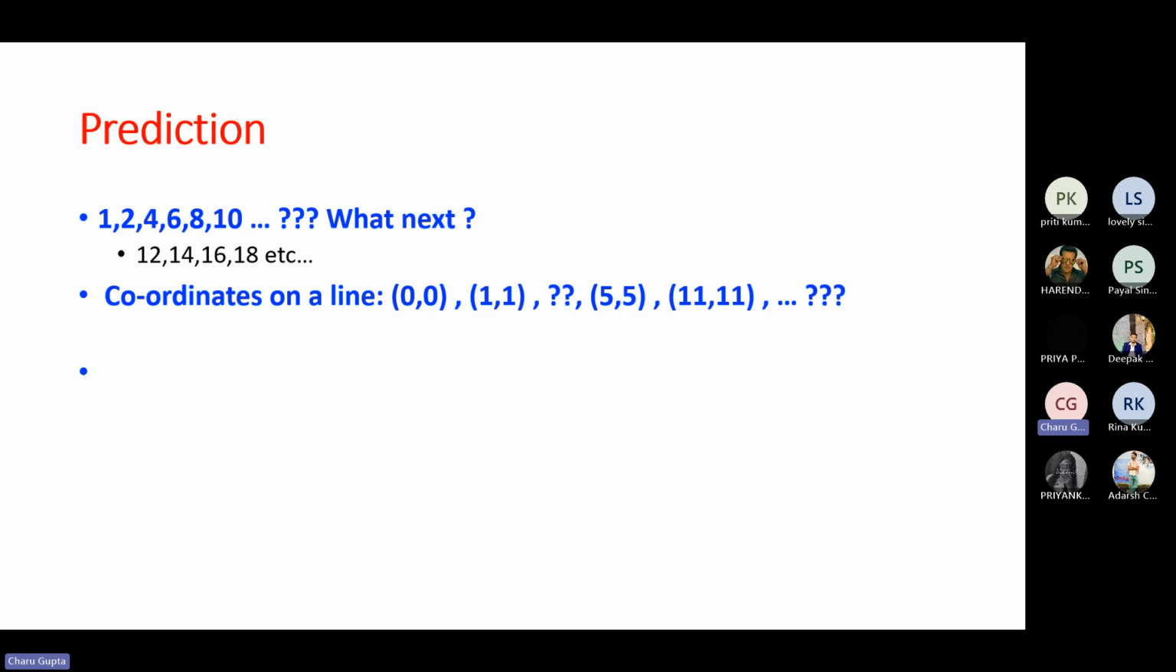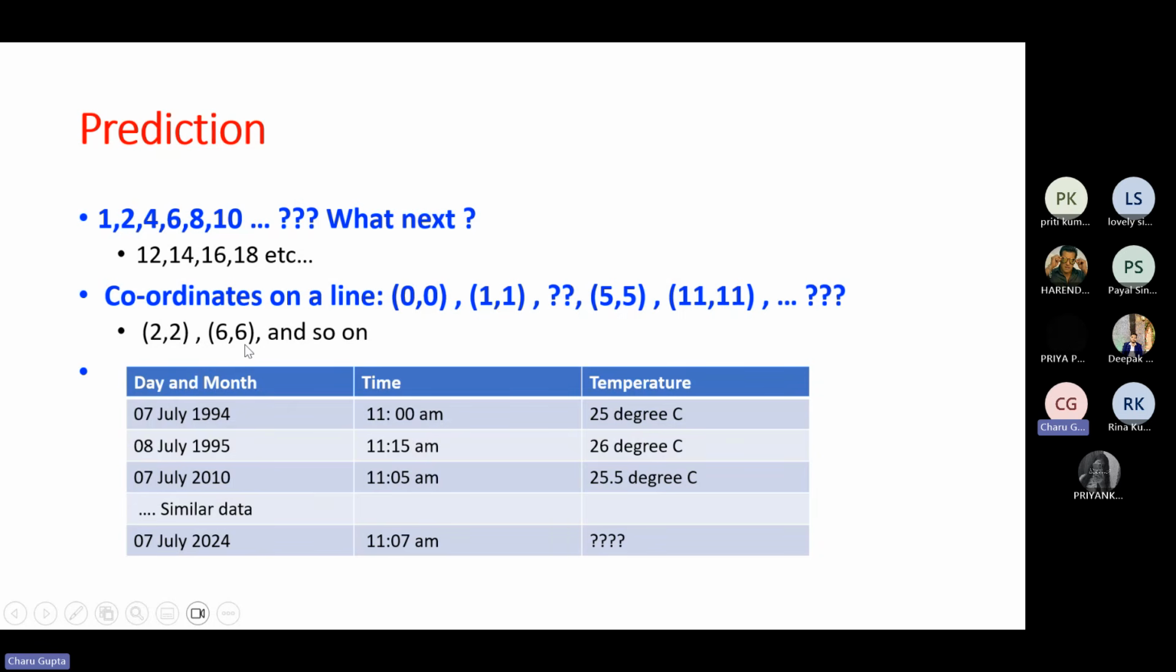What would be the next coordinates on a line? आप देखिए, you will find out a pattern here. So you can see that these question marks could be 2 2, ठीक है, and 6 6. These type of coordinates will be there. Similarly, I have this forecasting data, I have this weather data. So I can easily predict what would be the time and temperature on this particular date.